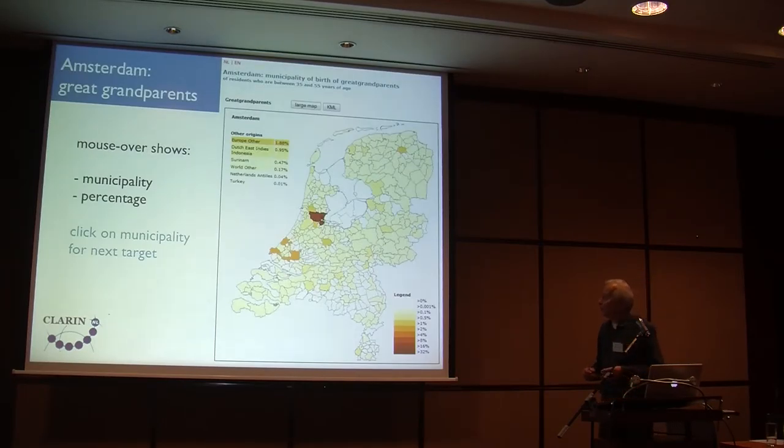So, before starting the online demonstration, this is what you will get. It's the map of the Netherlands. This is targeted on Amsterdam. And it shows where the great-grandparents of the current population in Amsterdam came from. So that's largely Amsterdam itself and other big cities like Rotterdam, that's the dark colors, but also from the northern part of the country, not that much from the southern part.